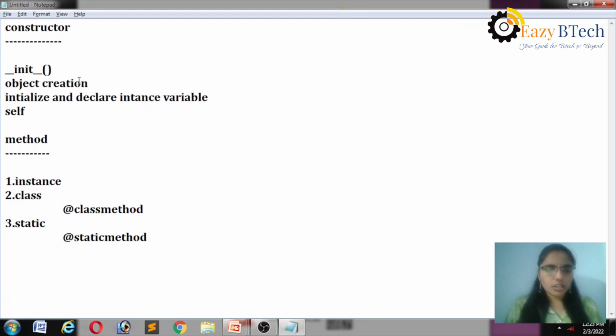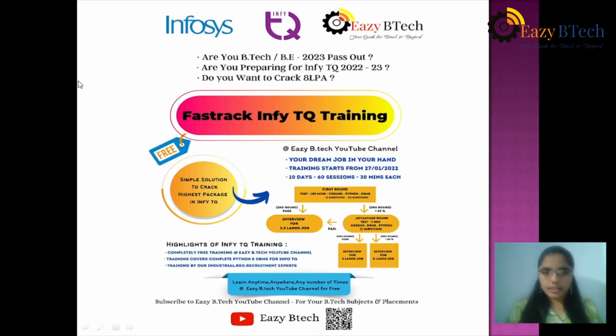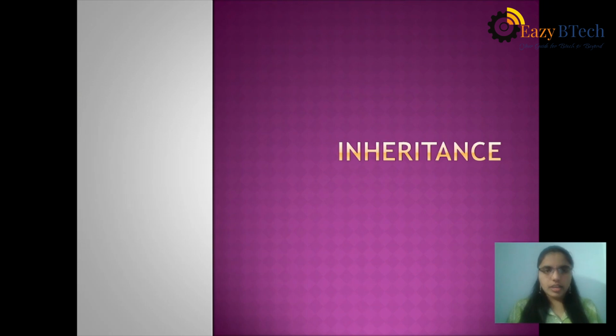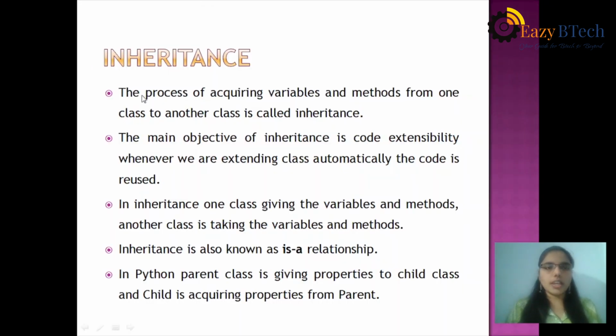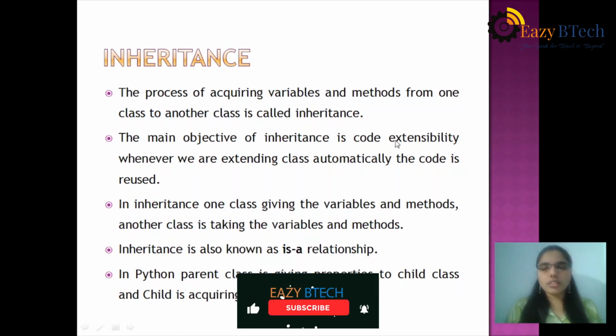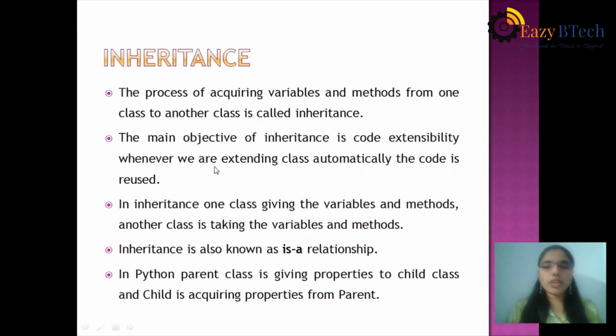Okay, now the topic is inheritance. Let's see what is inheritance. The process of acquiring variables and methods from one class to another class is called inheritance. The main objective of inheritance is code reusability, that is, code extensibility. Whenever we are extending a class, the code is automatically reused.